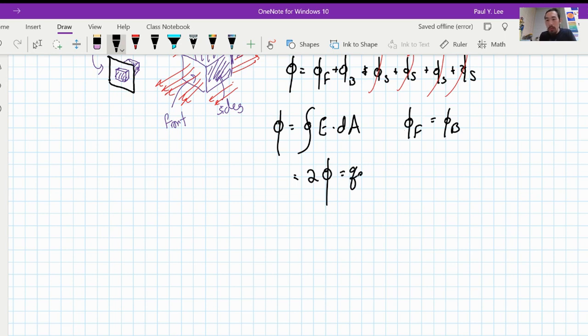We can say it is equal to Q enclosed over epsilon naught. And if you're wondering, where'd you get that, Mr. Lee? That is Gauss's law.